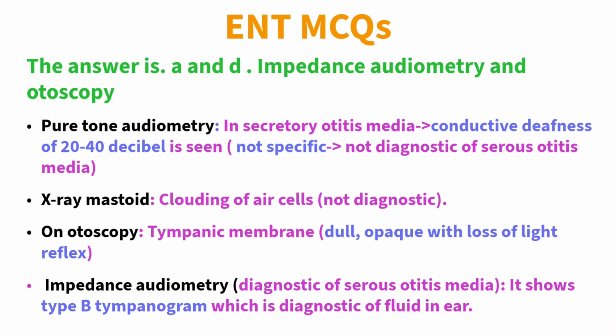X-ray mastoid shows clouding of air cells, but is not diagnostic. On otoscopy, the tympanic membrane appears dull, opaque with loss of light reflex. Impedance audiometry is an accurate way of diagnosing serous otitis media. It shows a type B tympanogram, which is diagnostic of fluid in the ear.